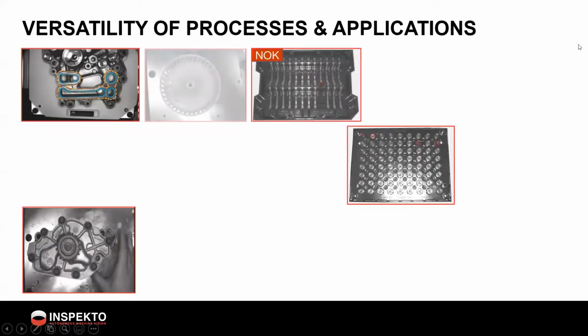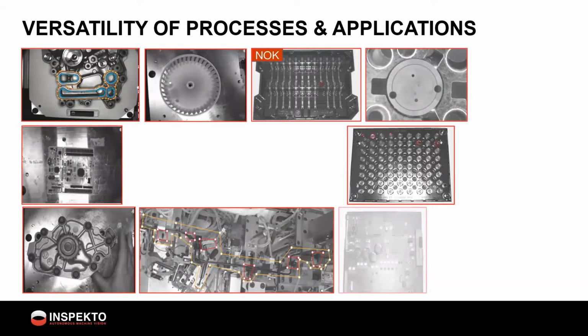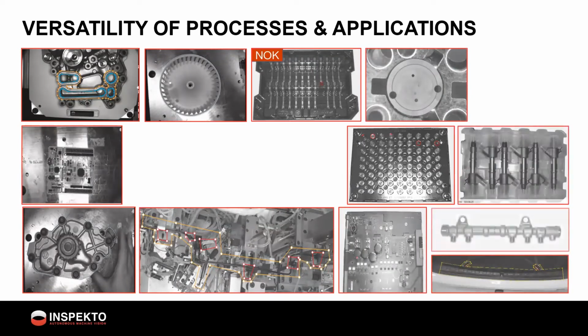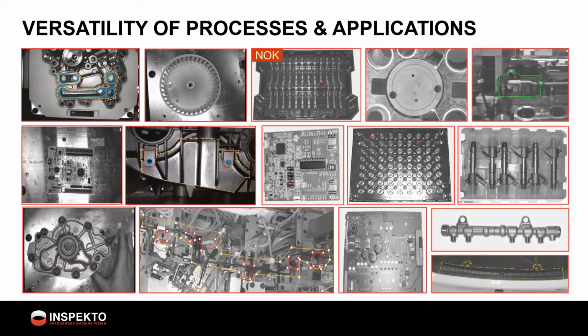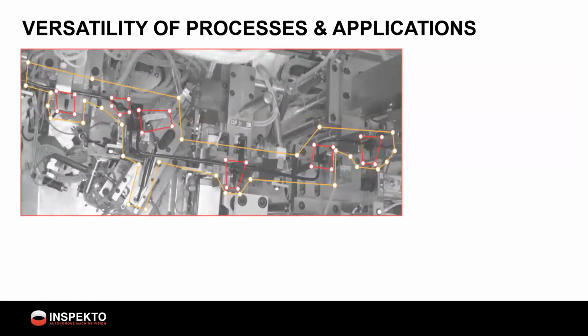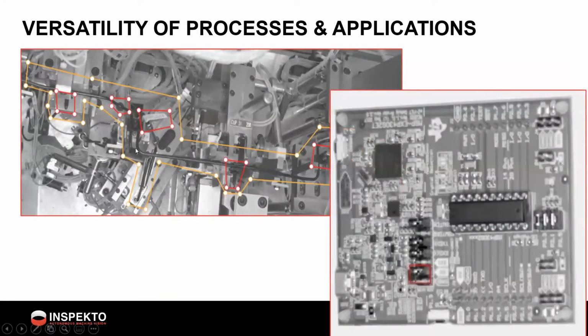This leads to a huge versatility of processes and applications. Metal, plastic, fiberglass, really doesn't matter. As long as we can see the part under the camera, we can probably inspect it and look for when something is out of bounds. This leads to a huge amount of variation. On the left, this is a part which is about 1.5 to 2 meters long. We're checking for the existence of certain components, but one camera is still able to check the existence.